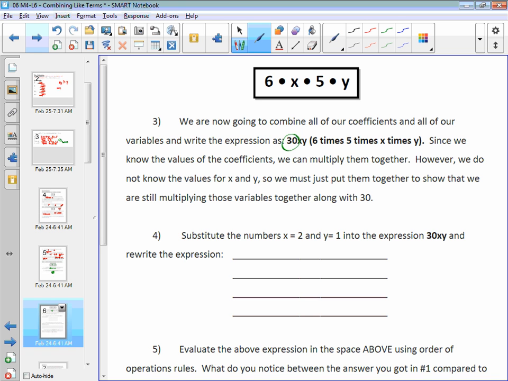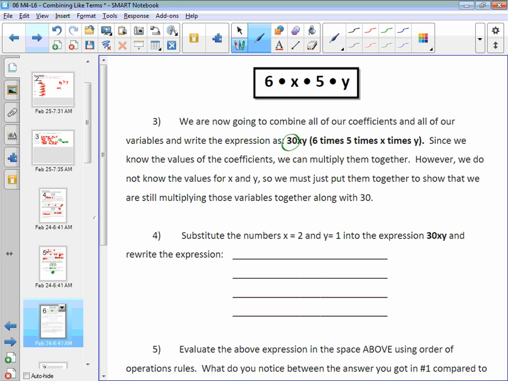Here we go. Here comes the leap. x and y. We don't know what those values are yet. Forget about your 2, forget about your 1 for now. What I just did is took this expression, 6 times x times 5 times y, and I combined it, condensed it, crunched it down to make 30xy. Are you okay with that?